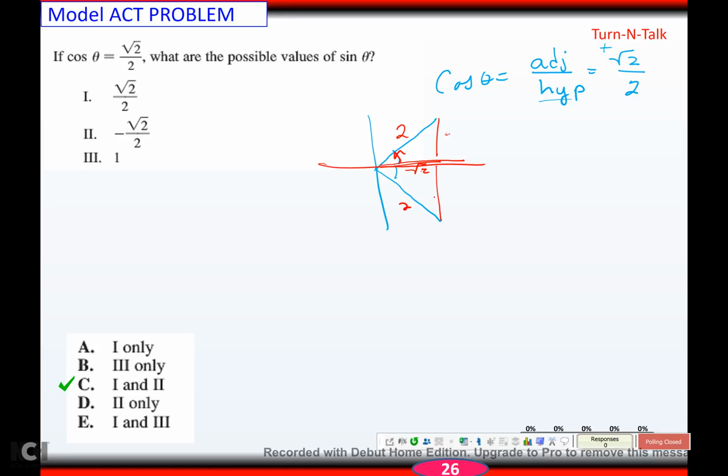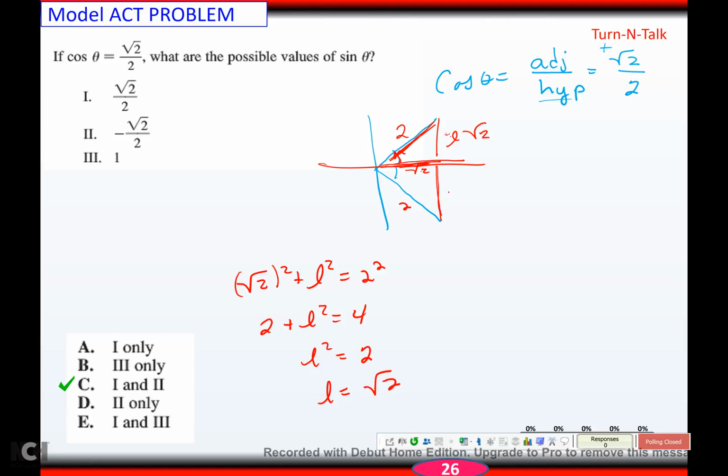So I'm going to have to do Pythagorean theorem, and I'm going to have the leg squared plus the other leg squared equals the hypotenuse squared. There's my hypotenuse, there's my leg, there's my other leg. So square root of 2 squared is 2, plus L squared is 4. Subtract 2, I get L squared equals 2. So the length is the square root of 2, which gives me, hey, 45, 45, 90s, doesn't it? So legs are equal.